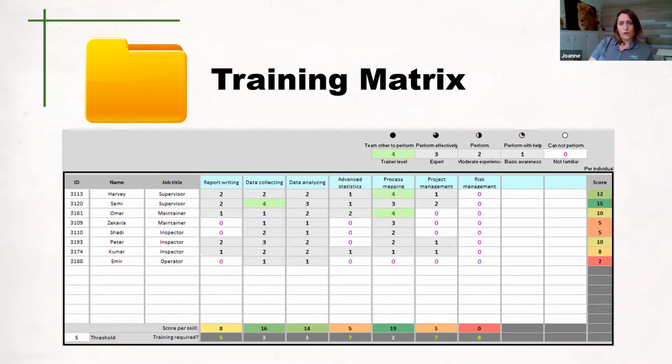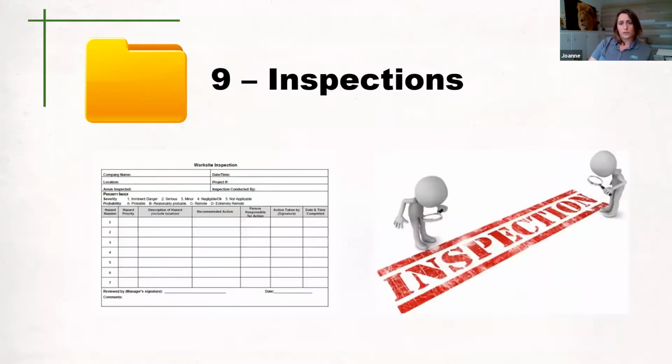So section 9 is inspections. So when we're talking about inspections in this, we're talking about your job site inspections, your office inspections, yard inspections, and shop inspections. So just keep all the records of all those types of inspections in this folder.